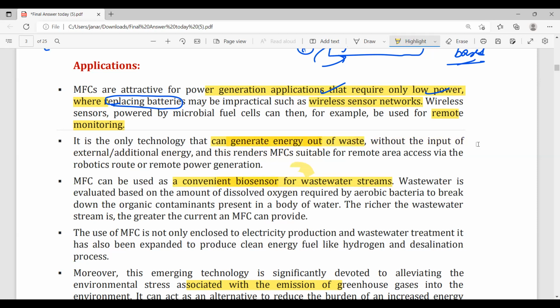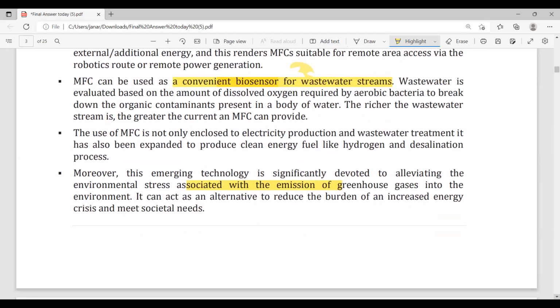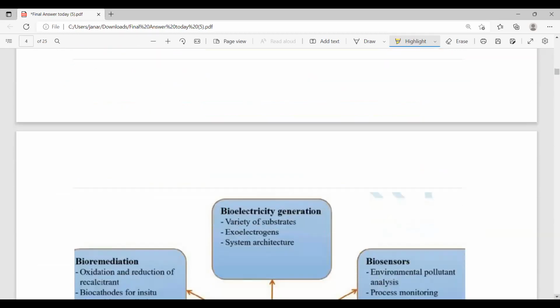Biosensors, they are convenient biosensors, no doubt about it. And they are not associated with greenhouse gas emissions. That is another added advantage. We are getting energy without greenhouse gas emissions. Fine. So these are the 4-5 important advantages or applications of microbial fuel cells.